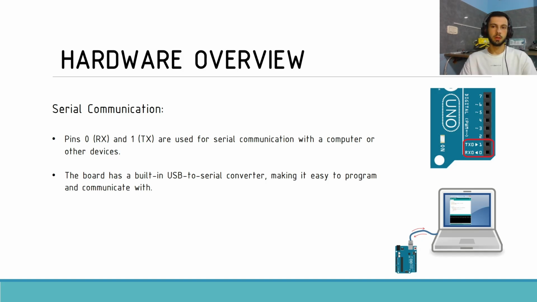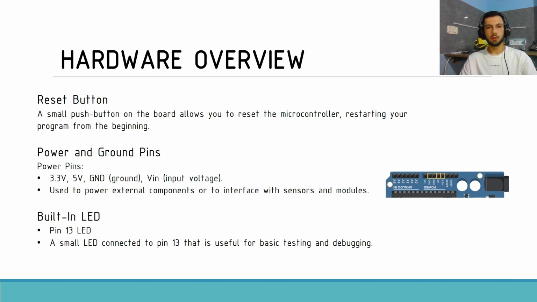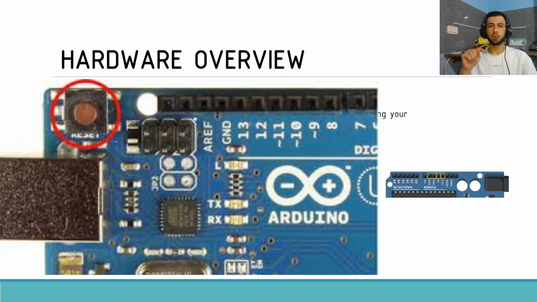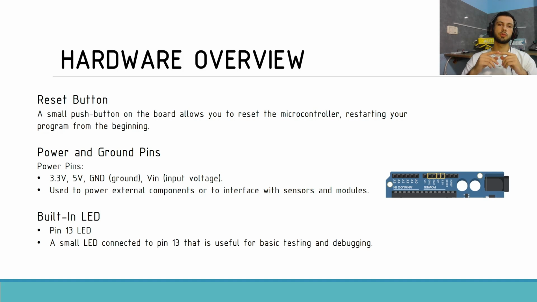Going to the next slide, there are three more points to talk about briefly to finish the hardware overview of the Arduino Uno R3 board. The first point is the reset button. As you can see on the Arduino board, we have the red reset button. It is a small push button on the board that allows you to reset the microcontroller, restarting your program from the beginning.